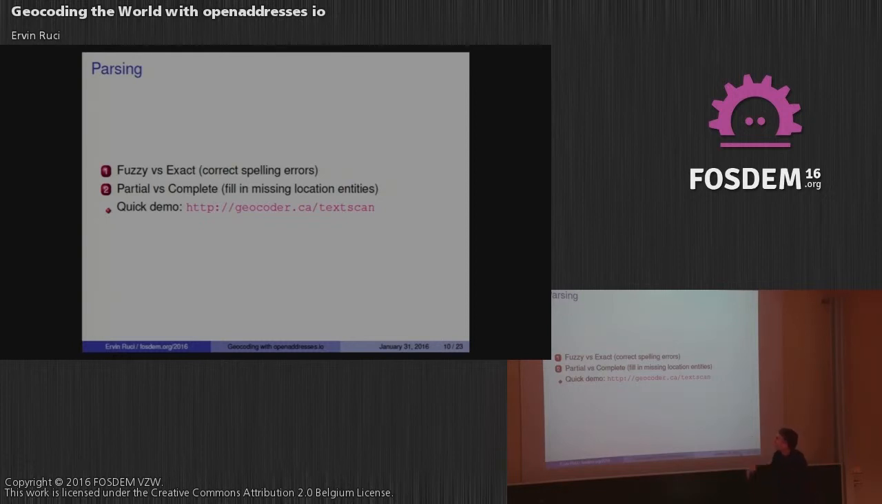And you can also fill in missing location entities. For example, I say Brussels, I don't say Belgium, so the software has to fill in Belgium somehow. There might be a Brussels in the US, for example. Many cities in the US have the same names as in Europe, but your software needs to be able to determine that and fill in the most likely result.